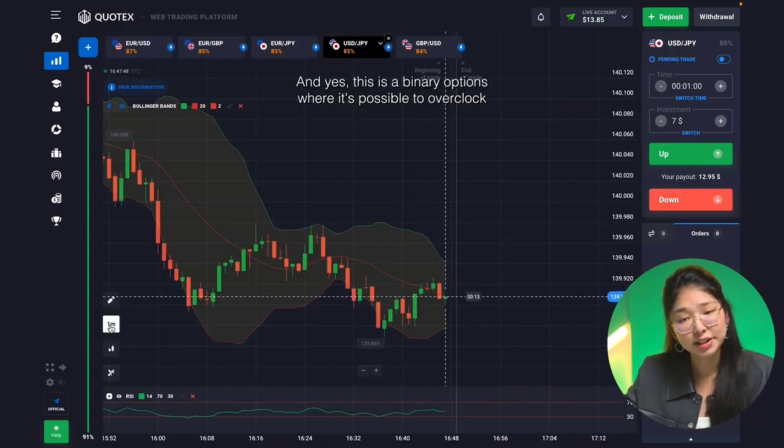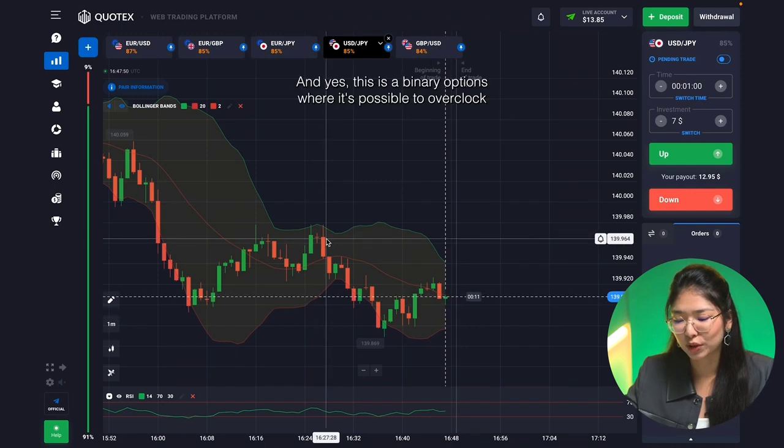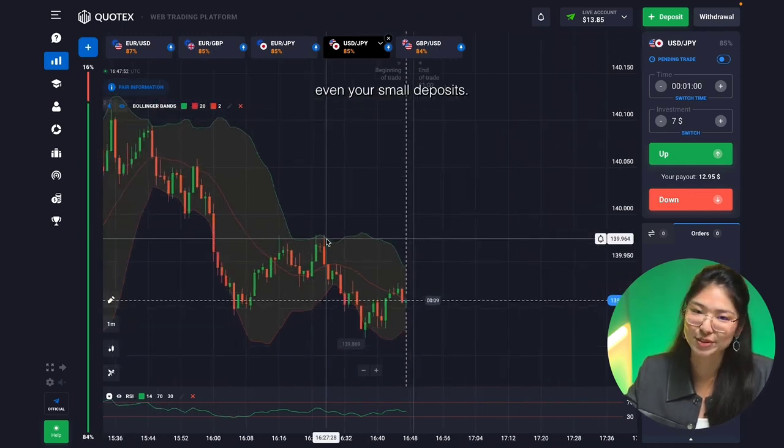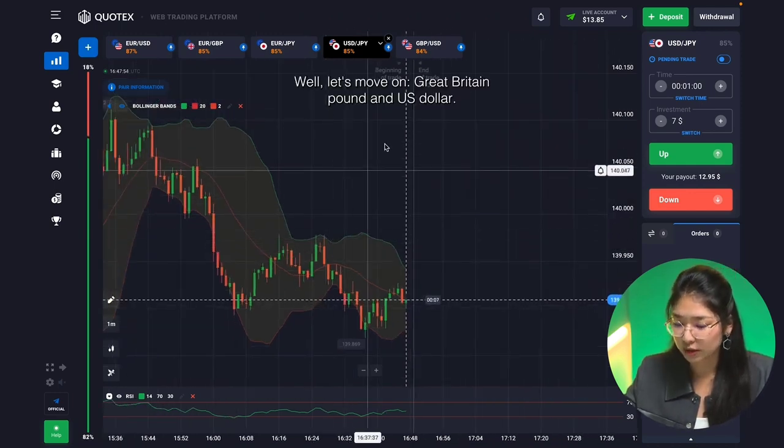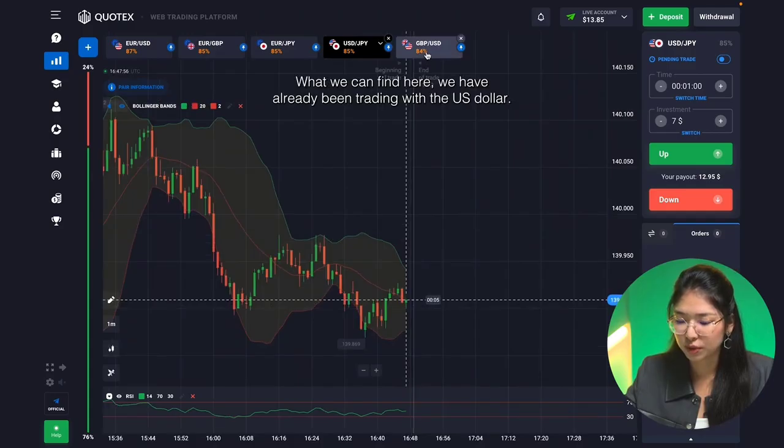So yes, this is binary options where it's possible to work even with your small deposit, guys. So let's move on. Great Britain pound and US dollar. What can we find here?